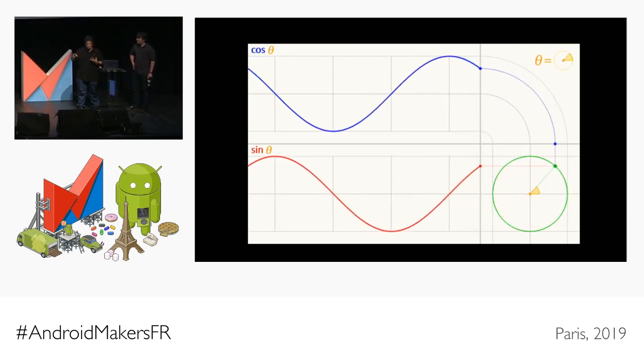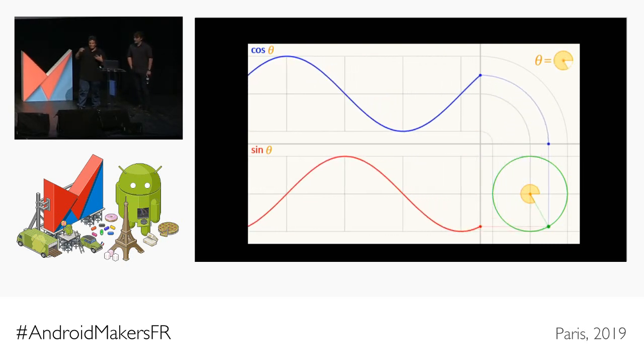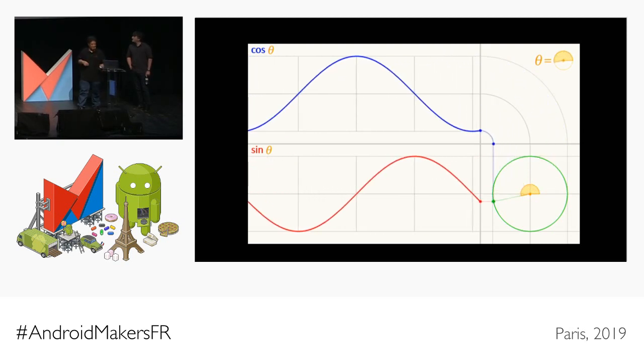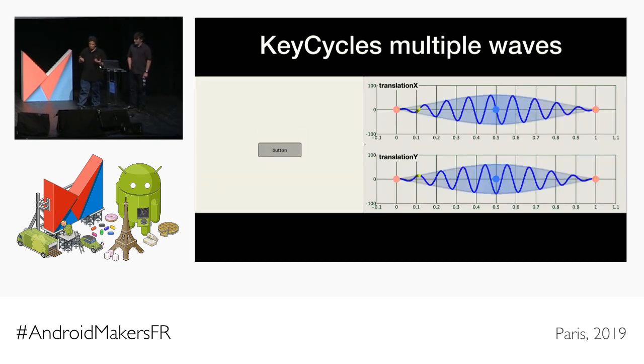If you think about your old math, a circle is really a sine and a cosine, sine of x and cosine of y, or something like that. So if you create a cycle in x and a cycle in y, and you make one a sine wave and the other a cosine wave, you get a circle. And you could do things like spiral it out or spiral it in, all using the key cycles.